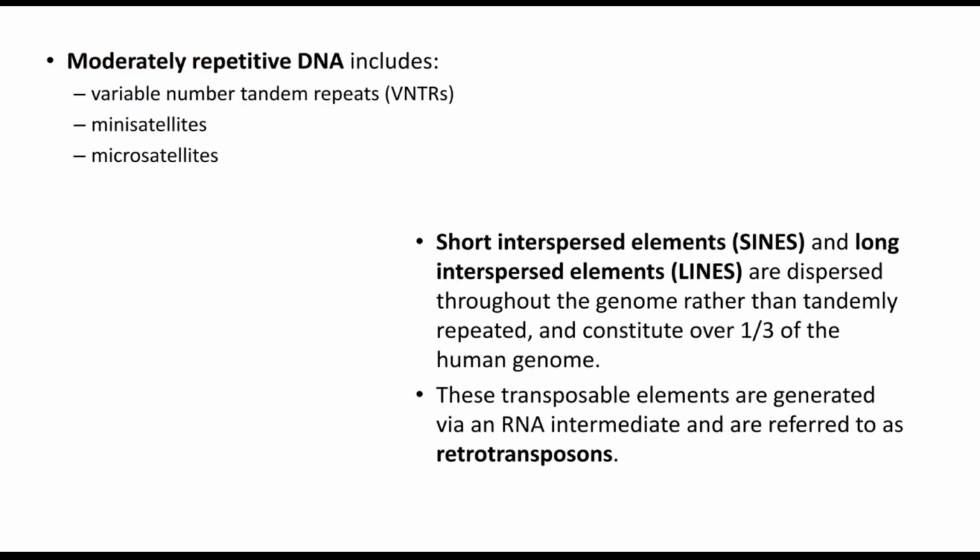Moderately repetitive DNA includes variable number of tandem repeats, minisatellites, and microsatellites. Short interspersed elements, that is SINEs, and long interspersed elements, LINEs, are dispersed throughout the genome rather than tandemly repeated and constitute over one third of the human genome. These transposable elements are generated via an RNA intermediate and are referred to as retrotransposons.